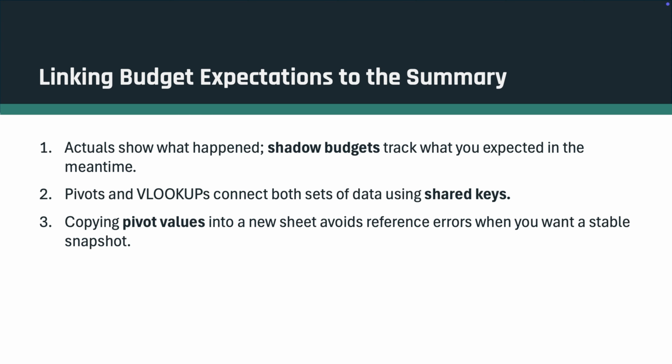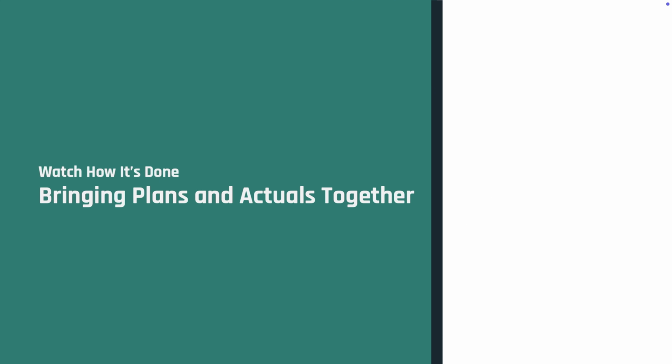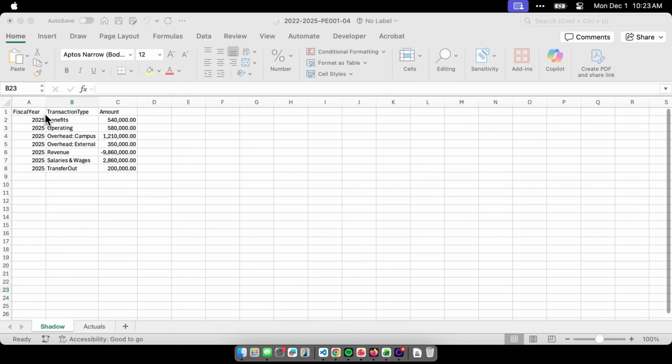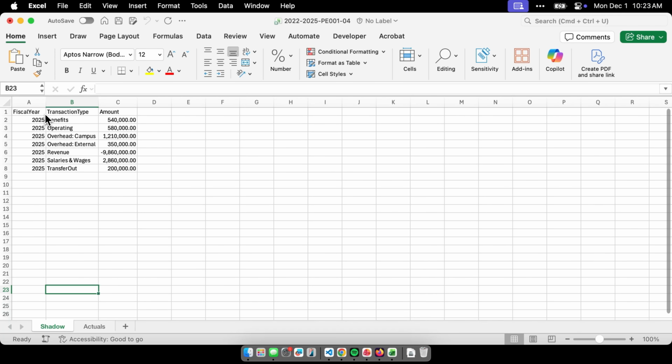Excel cell reference errors. Let's hop back into Excel and see how we can use a ledger to quickly reconcile our shadow budget expectations with actuals from the finance data warehouse. We'll start with a very simple shadow budget. Before us is a simple working ledger that helps us track what we expect to see over time. This ledger consists of the fiscal year, the transaction types we're expecting, and the amounts we expect for each one.